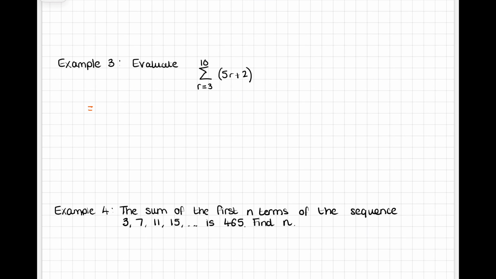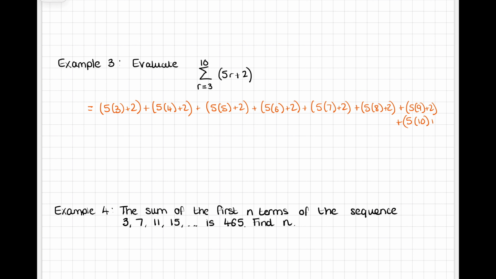So this would equal, we're going to put in first 5, and we're starting at 3, so it'll be 5 times 3 plus 2. And then we're going to add the next one, so 5 times 4 plus 2, plus 5 times 5 plus 2. And I just didn't have quite enough space there, so we'll just put the 10 at the bottom. So we started with our n being 3, as per the question, and going all the way up to n equals 10, as per the upper limit. And then when you work that out, you will get an answer of 276.